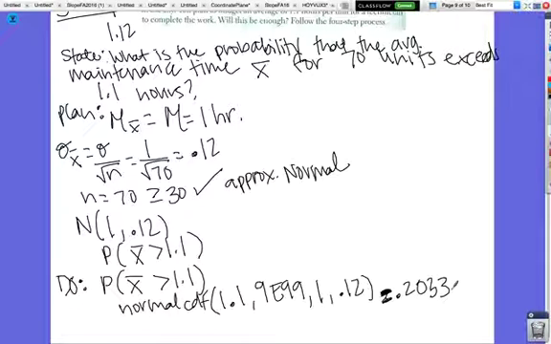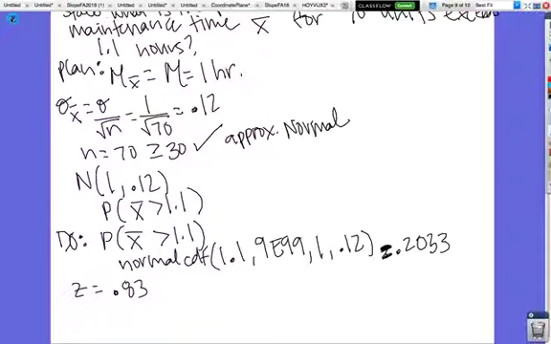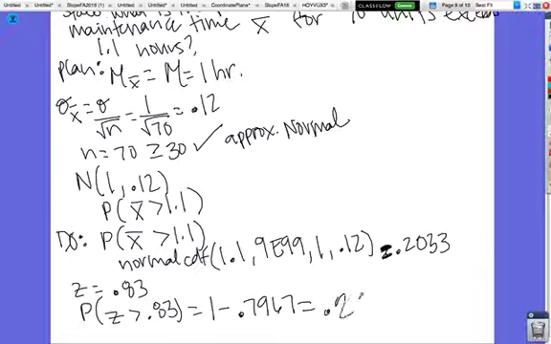0.2033. If you were to standardize this, you would find that your z-score would be 0.83. You would get that by saying 1.1 minus 1 over 0.12. And so you would be finding the probability that z was greater than 0.83. Because it's greater than, you'd say 1 minus whatever 0.83 gave you on the table, which in this case would be 0.7967. And when you work that out, you would get the 0.2033, like I got up here by using the calculator.